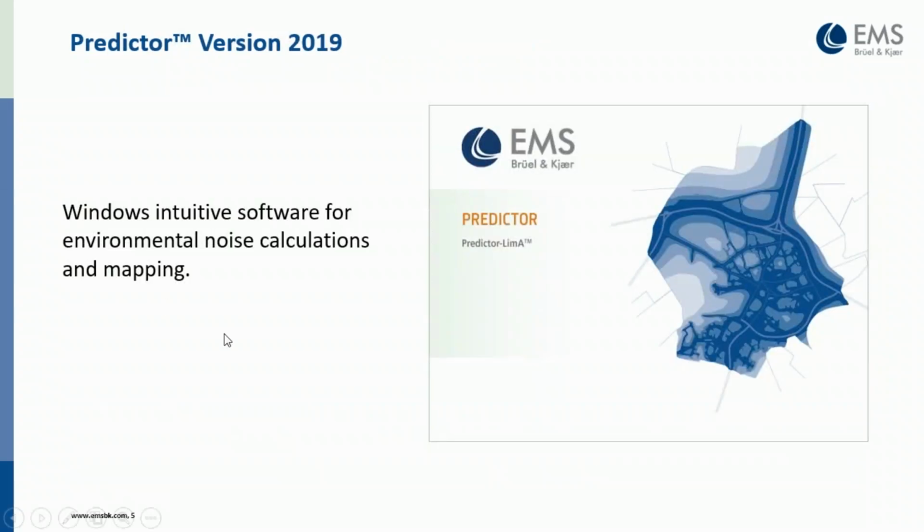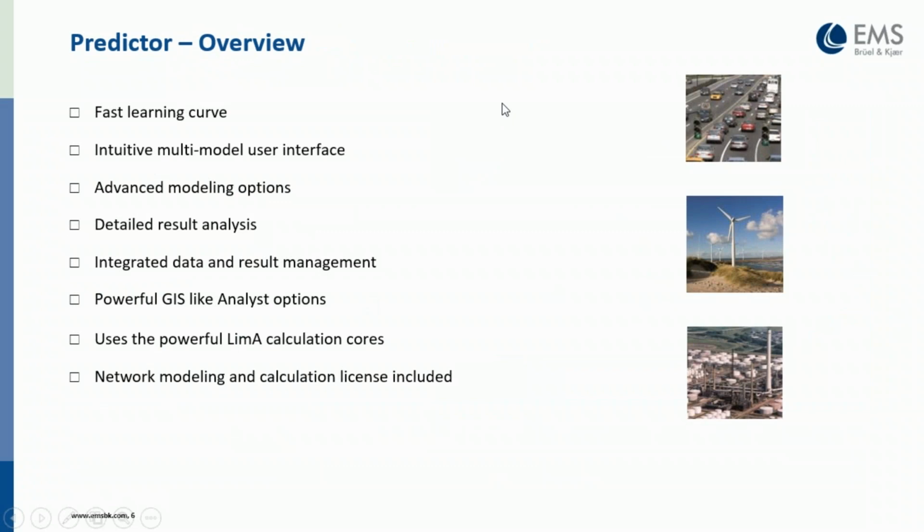So we go into the Predictor software. Predictor, of course, has a fast learning curve. It has a very intuitive multi-model user interface, and Predictor, I would say, is by far the most intuitive software on the market today. It has advanced modeling options, detailed result analysis, integrated data and result management, and that's very convenient because with Predictor, if you see a result, it's always calculated based on the objects that are in the model. You cannot make a mistake.